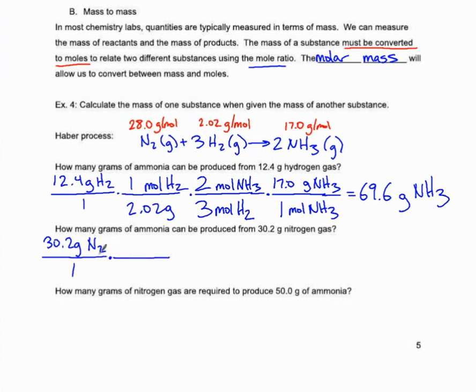We've already calculated the molar mass for nitrogen. 28.0 grams will go on bottom, so the grams will cancel. And this is for every 1 mole of nitrogen. The next step is our mole ratio step, where we compare moles of nitrogen with moles of ammonia. This is the step where we need the coefficients. So the coefficient for nitrogen is 1. The coefficient for ammonia is 2.